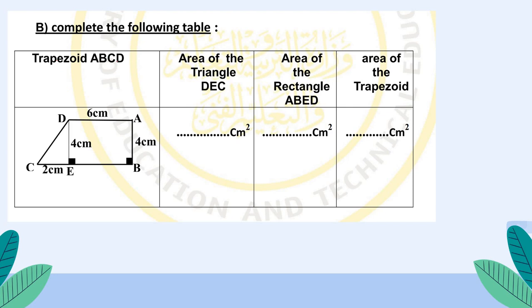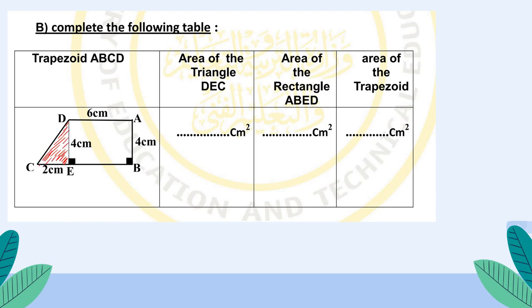I have here trapezoid ABCD. As we can see here, A, B, C, D. But I can see here it is divided into two shapes. One of them is a triangle and the other one is a rectangle. Can we find the area of that triangle? What is the triangle? DCE or DEC. Okay, this is the triangle.